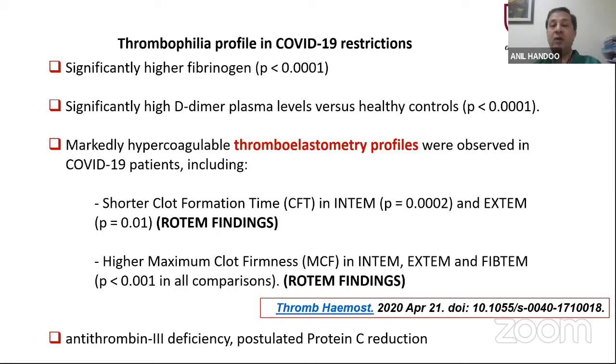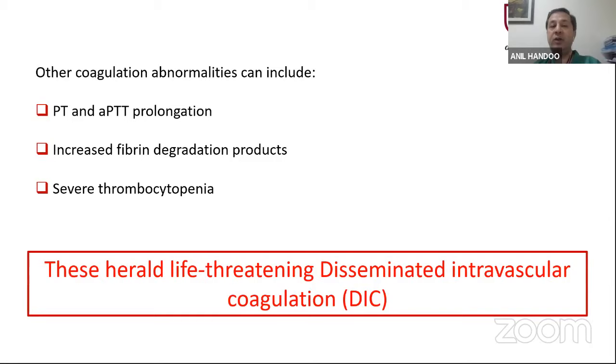There is also only one article which is available in literature, at least at this point of time, which talks about antithrombin 3 deficiency. And there is also a postulated reduction in the protein C, which makes a person far more prone to developing thrombophilia. Other coagulation abnormalities include prolongation of prothrombin time and activated partial thromboplastin time. There are increased fibrin degradation products, and severe thrombocytopenia is usually seen in a very severe disease where the patients are already on ventilator, and this usually indicates a disseminated intravascular coagulation.